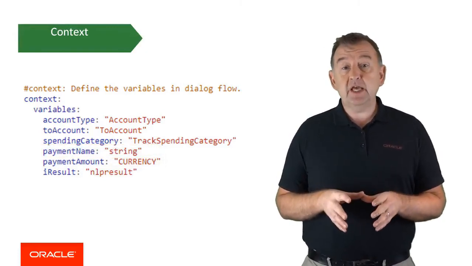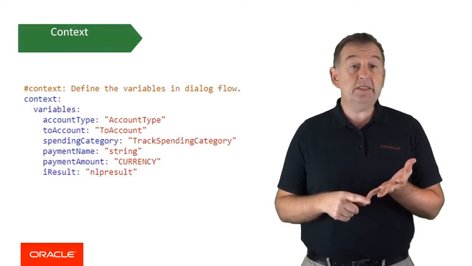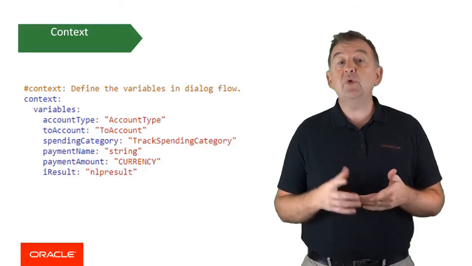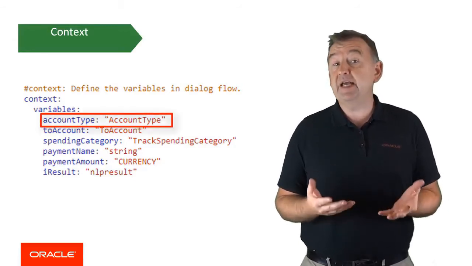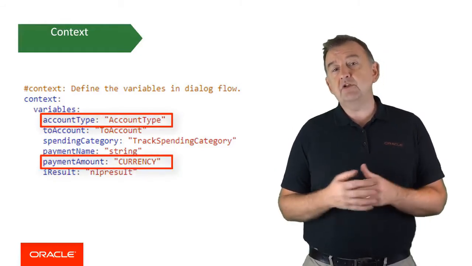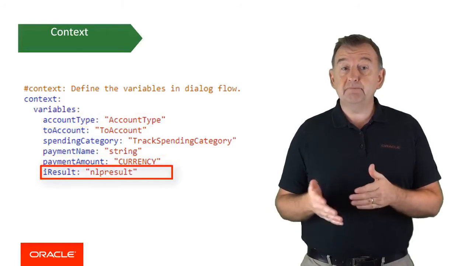The different variable types that you can use in your context include primitive types such as int, string and boolean, as well as more specialized types such as custom entities such as account type, built-in entities like currency, and the results from the natural language processing engine, which is NLP result.